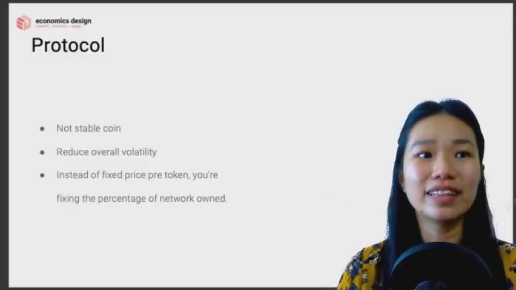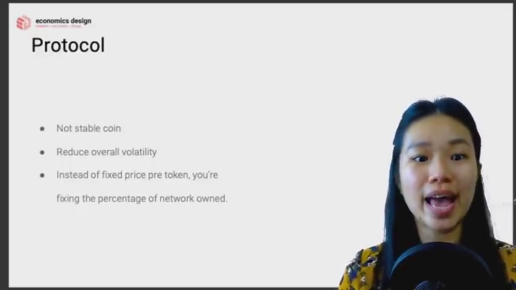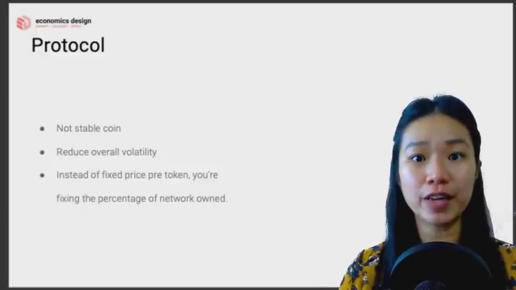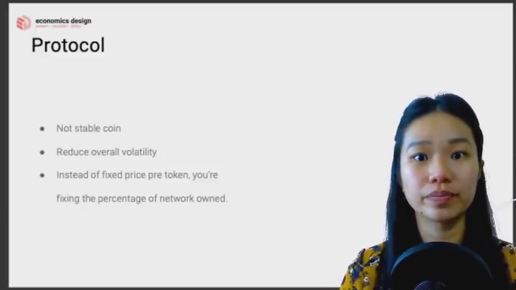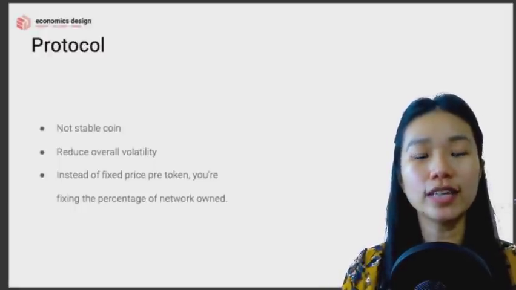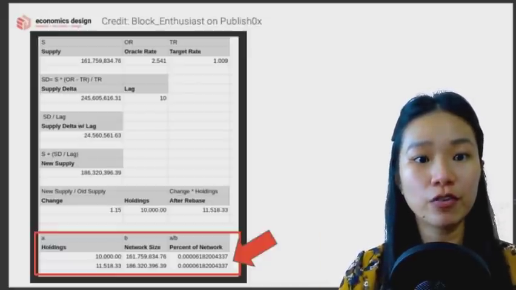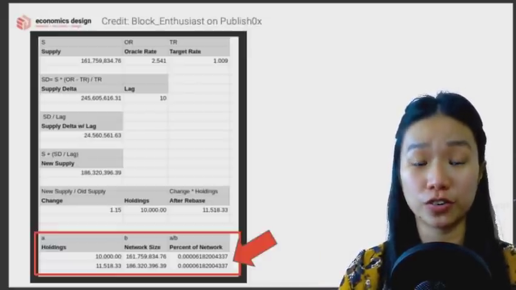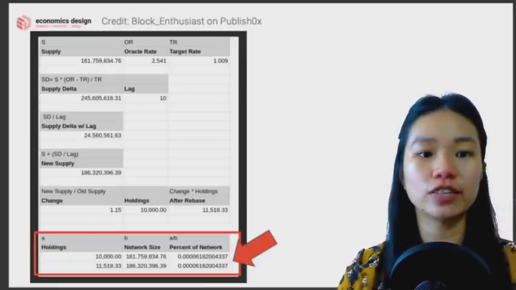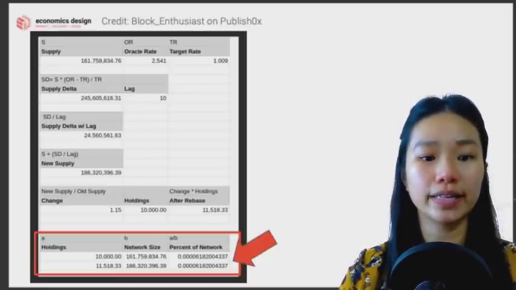However, that's not the point of Ampleforth. The point of Ampleforth is that no matter what they do, at the end of the day, you still own the same fixed percentage of the network as you had before the whole rebasing. So let's look at some math and some graphs to explain it. I want to give credit to blog enthusiast on Publish 0x. He did some calculations to look at the change in supply and the change in pricing and how your holding will be affected by the network size.